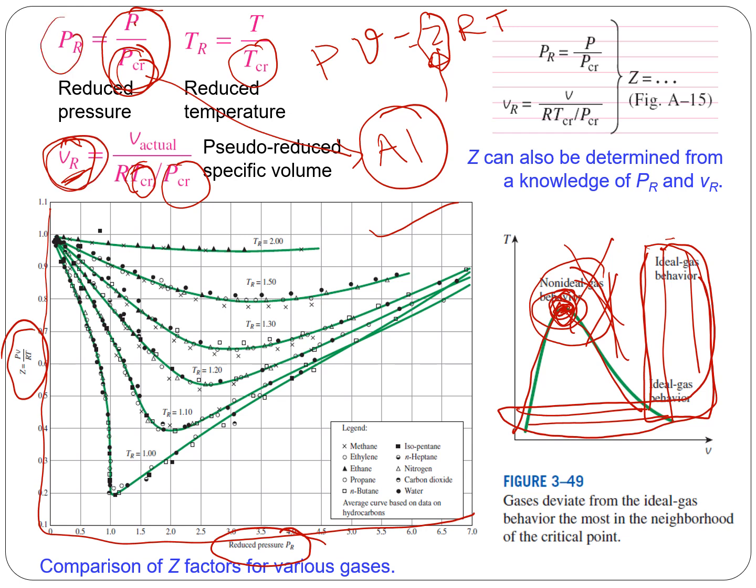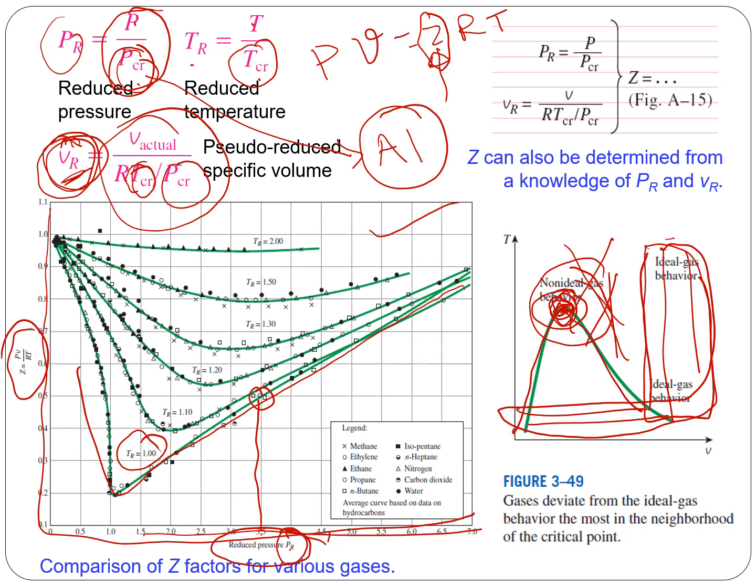So reduced pressure is P by P critical, reduced temperature is T by T critical, and for reduced volume you have to use this formula. In this plot the x-axis is reduced pressure. If you know the reduced pressure and the reduced temperature, say the reduced temperature is 1 and the reduced pressure is maybe 3.5, then corresponding to this you can find the value of Z. Once you know the value of Z, substitute it in the equation and solve the problem.